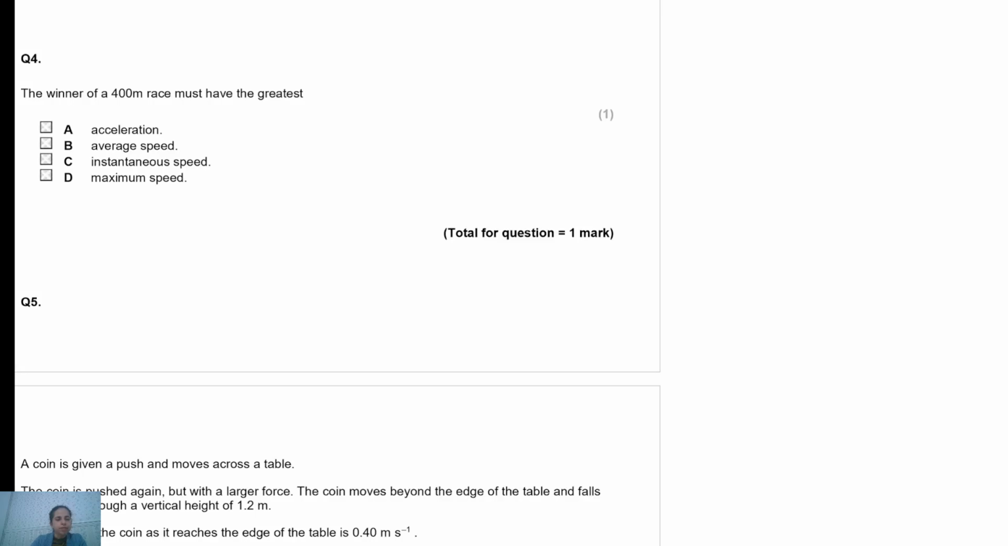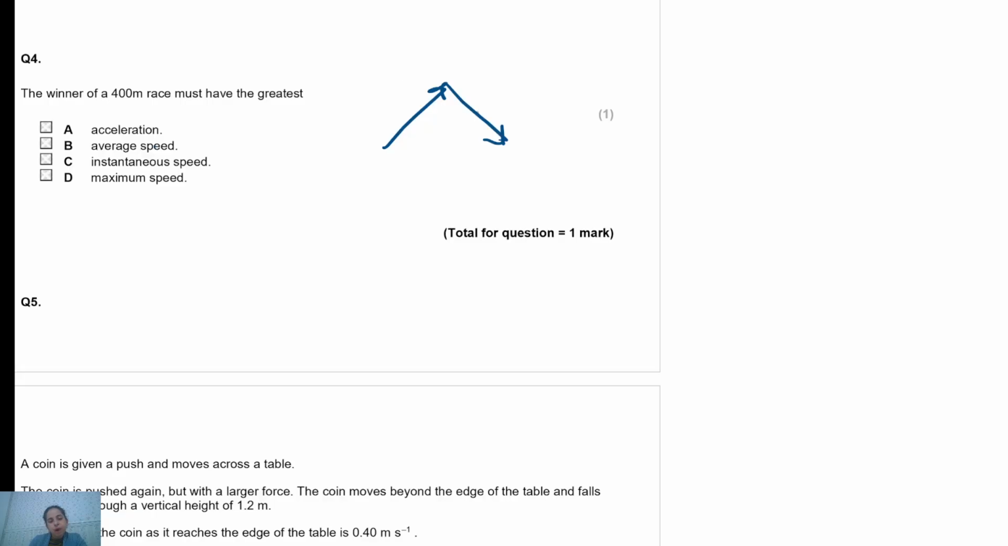All right, the winner of a 400-meter race must have the greatest acceleration, average speed, instantaneous speed, or maximum speed. Now, this is a little bit tricky question, so we need to understand what all these quantities are. The greatest acceleration would just mean that it would speed up and then would slow down.